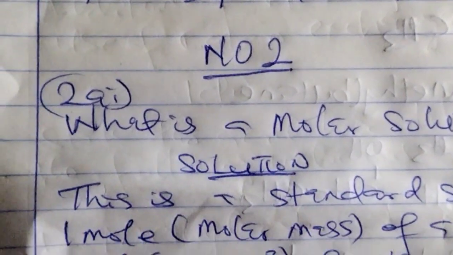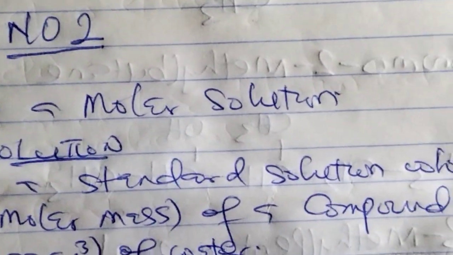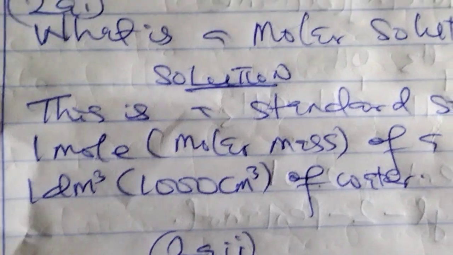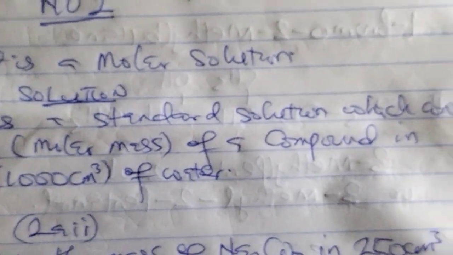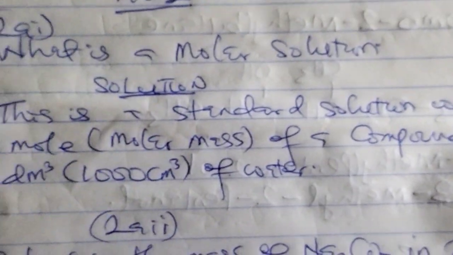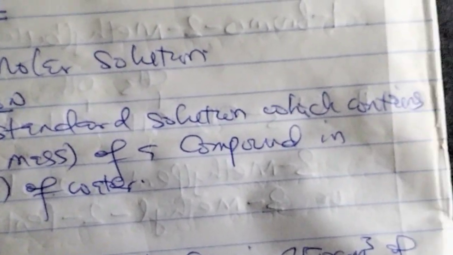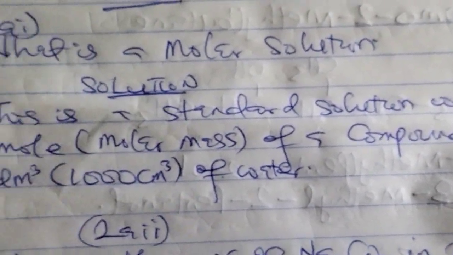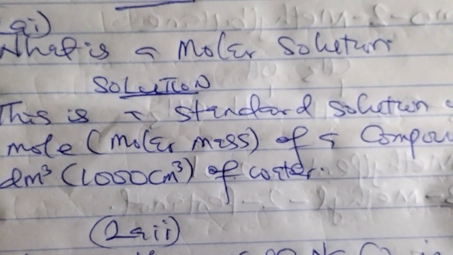We go to number 2, having done justice to number 1. Number 2 says 2a: what is a molar solution? Solution: a molar solution is a standard solution which contains 1 mole or the molar mass of a compound in 1 dm cube, or you say 1000 cm cube of water.